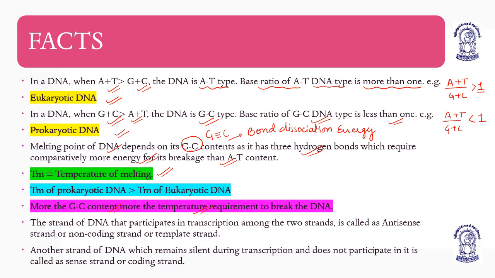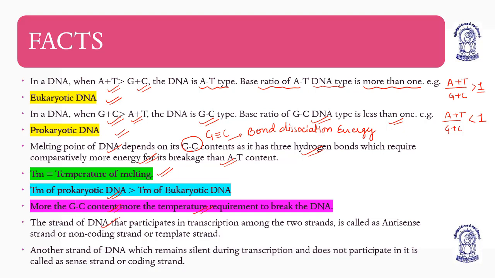And it is seen that GC content is more in the case of prokaryotic DNA. That is why the melting temperature in the case of prokaryotes is more than eukaryotes. Okay, in prokaryotes, the DNA is provided more amount of heat for its denaturation, for its melting, for the strands to get unwound. Understood?